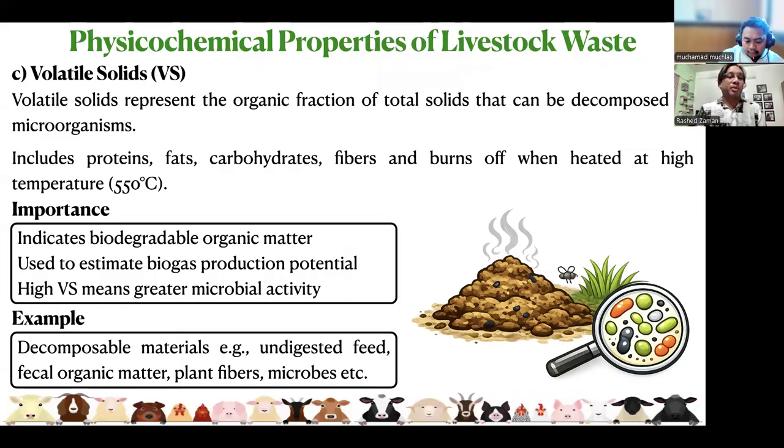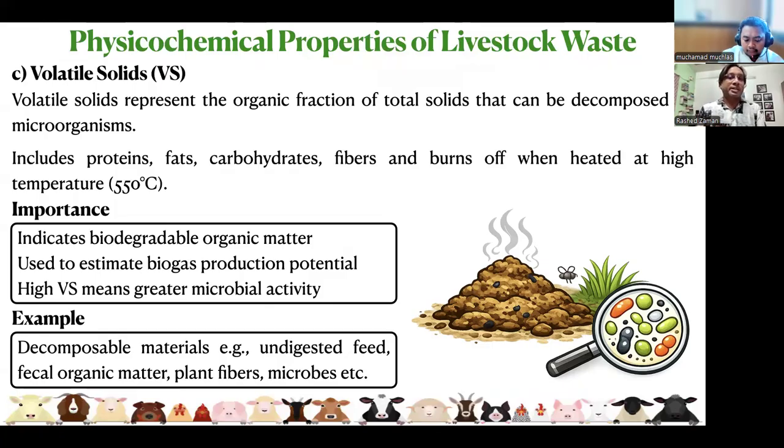It includes proteins, fats, carbohydrates, fibers, and burns off when heated at high temperature. That is why it is known as the volatile solids. Now, the importance of volatile solids. It indicates biodegradable organic material. Ultimately, volatile solids is the organic part that can be broken down by the microorganisms during decomposition.